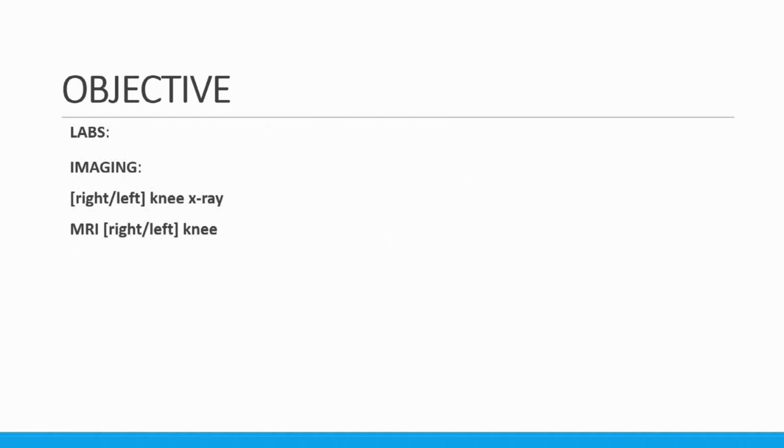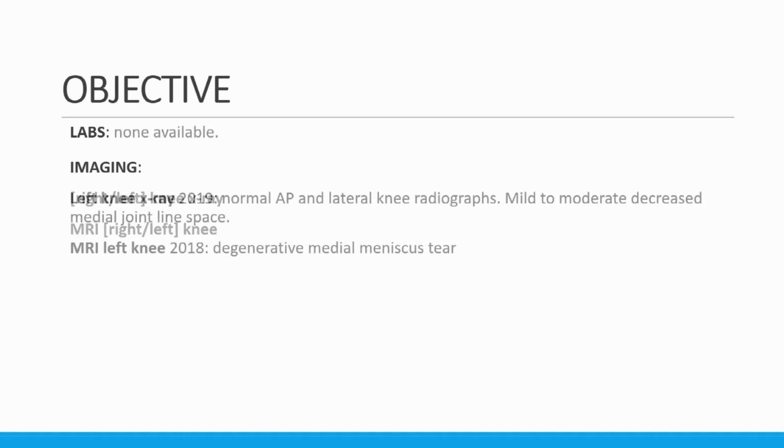Then we continue here on the objective. You want to make sure that you have your labs and your imaging, and when you put your imaging, you want to actually write in the note if it's right or left and also the date of when this image was taken. And that is very, very important, especially when you're consulting out, because you want to know how old the imaging is that you're sending the patient with, especially if you need perhaps to obtain something newer, right? To know what is the current state of that knee.